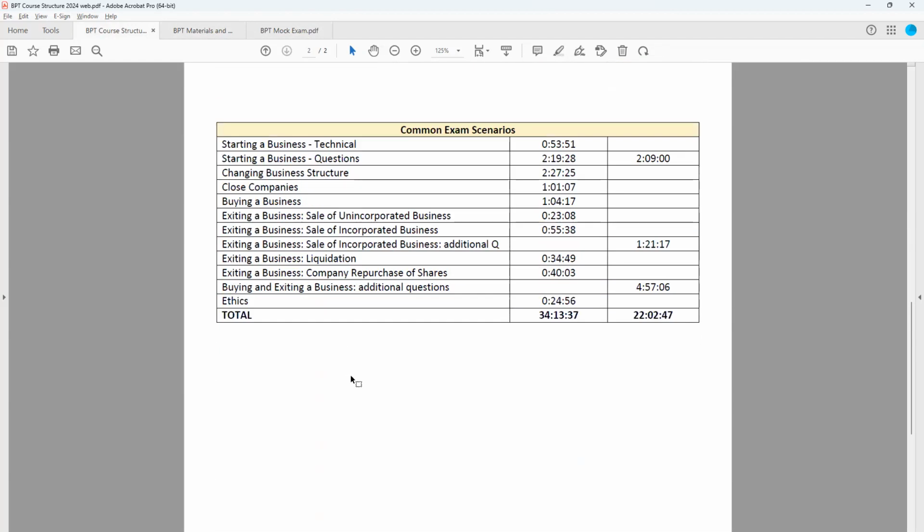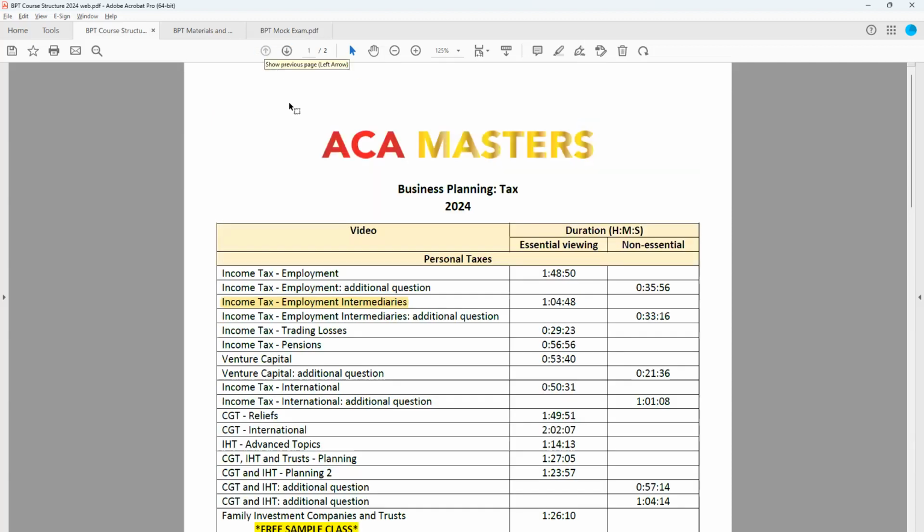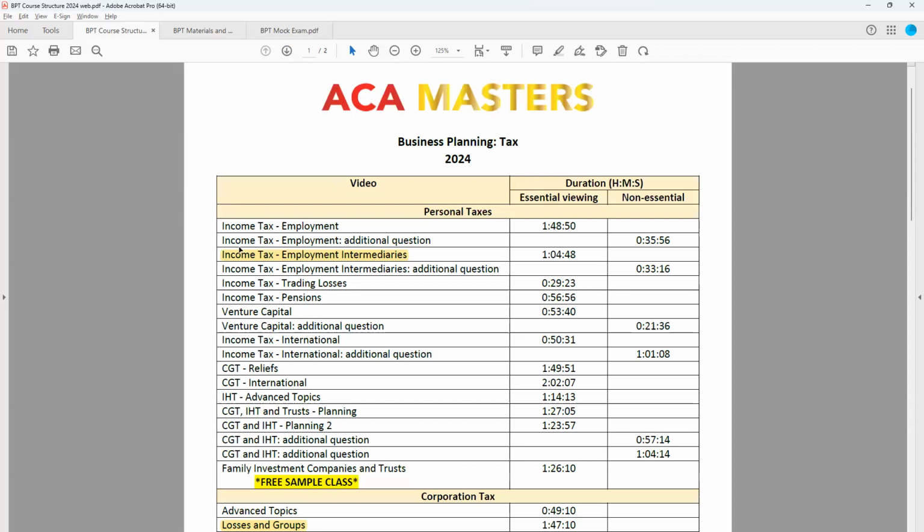And then we'll finish off with the common exam scenarios, such as starting a business, exiting a business, buying a business. And you'll see the huge overlaps between these areas and how they just really draw on that earlier content that we covered earlier in the course. So the course is going to make BPT much more manageable for you, and I look forward to getting you through it with top marks.